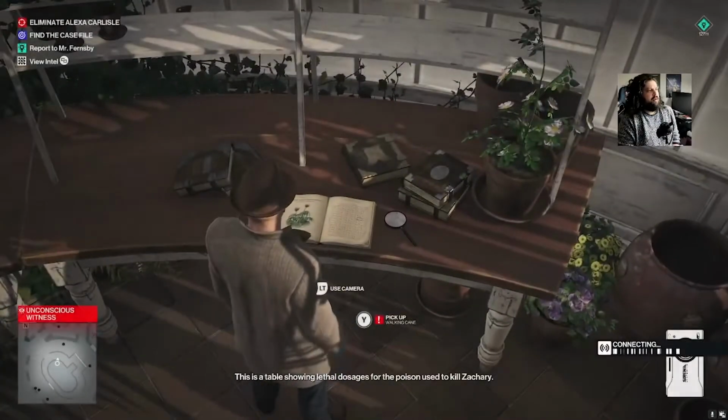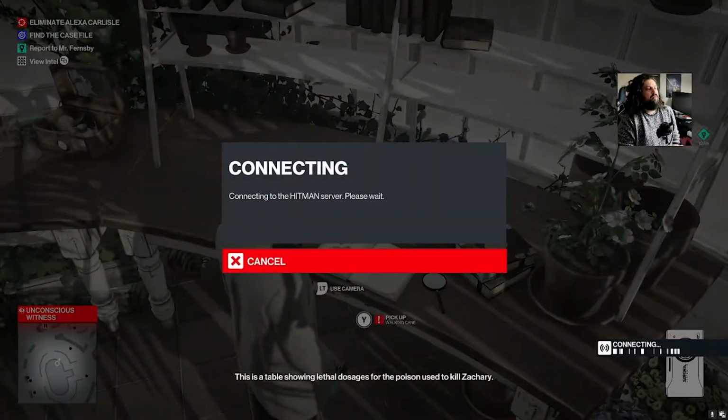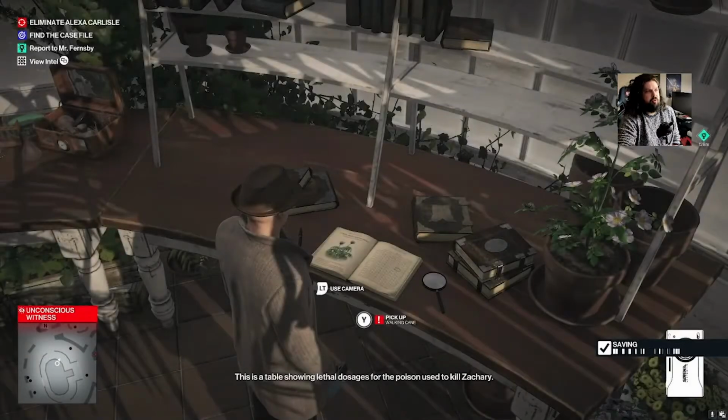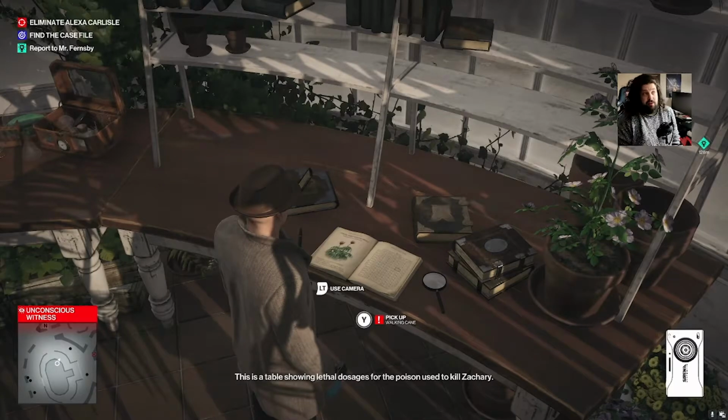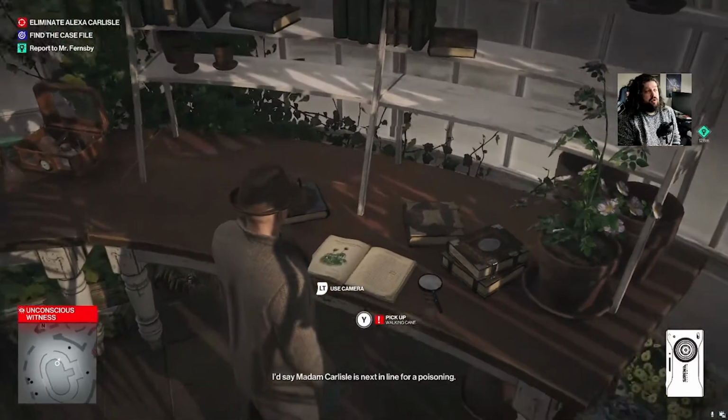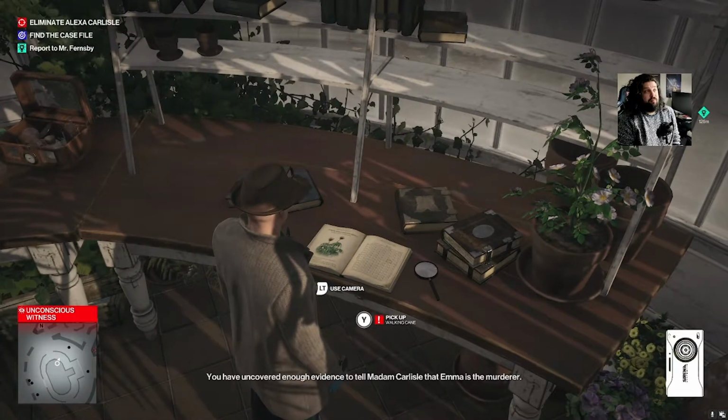This is a table showing lethal dosage. Of course. The book shows the lethal dosages for the poison that was used to kill Zachary. Something is circled, 47. Female, age 65 to 79, 60 to 64 kilograms. I'd say Madame Carlyle is next in line for a poisoning. So you have uncovered enough evidence to tell Madame Carlyle that Emma is the murderer.